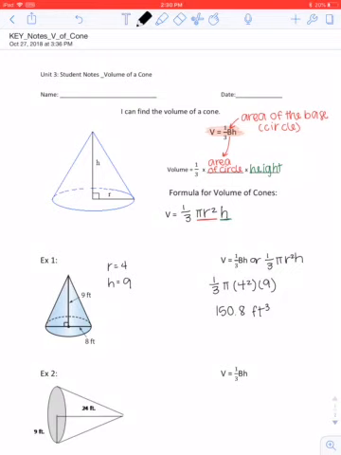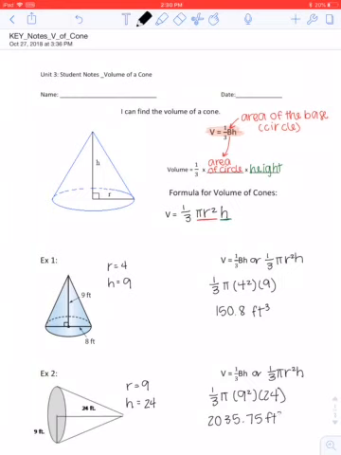If you want to pause the video and try example 2 on your own, I'm going to go ahead and start solving it now. So I'm going to label my radius and my height. My radius is 9 feet, my height is 24. I'm going to write my cone specific formula here, and then just plug in values. So I'm going to have 1/3 pi 9 squared times 24. And when I multiply all that together, I get 2,035 and 7/500 feet cubed.